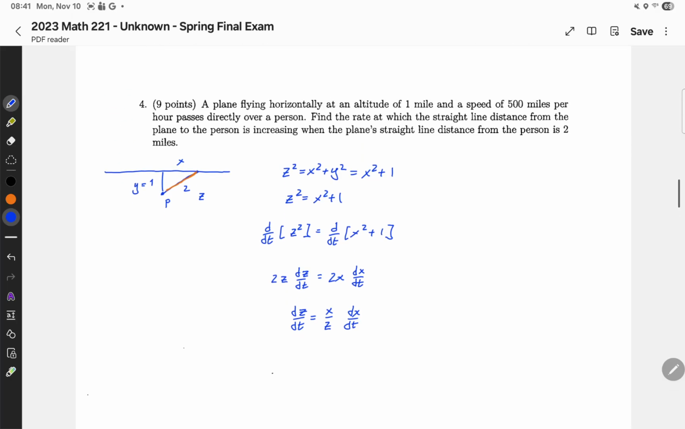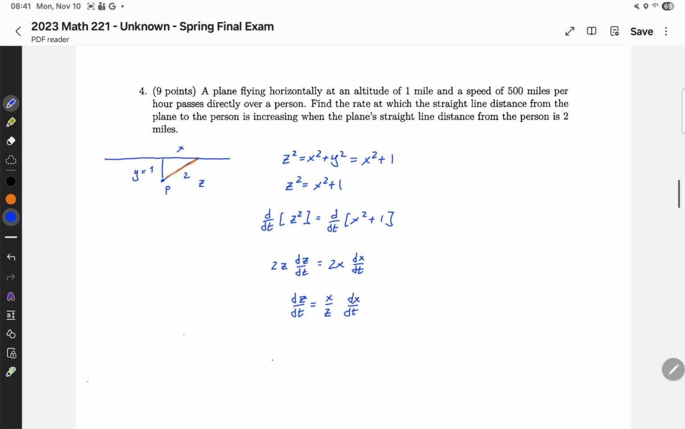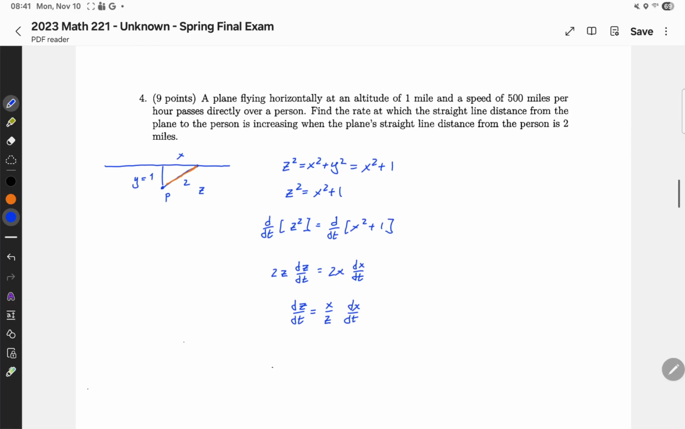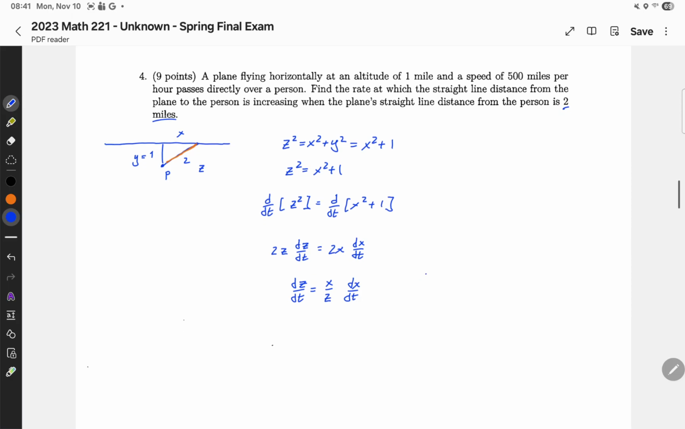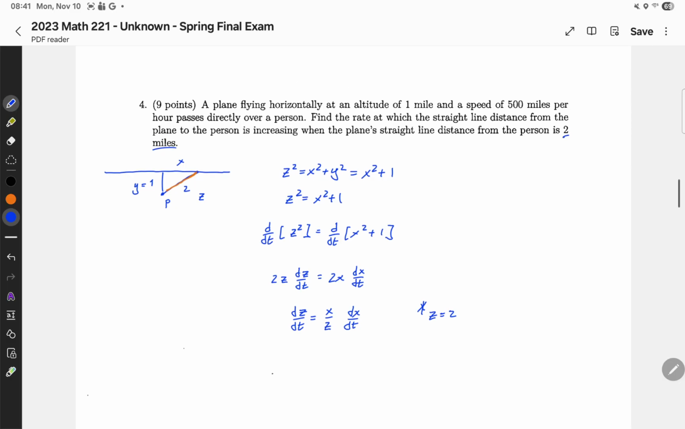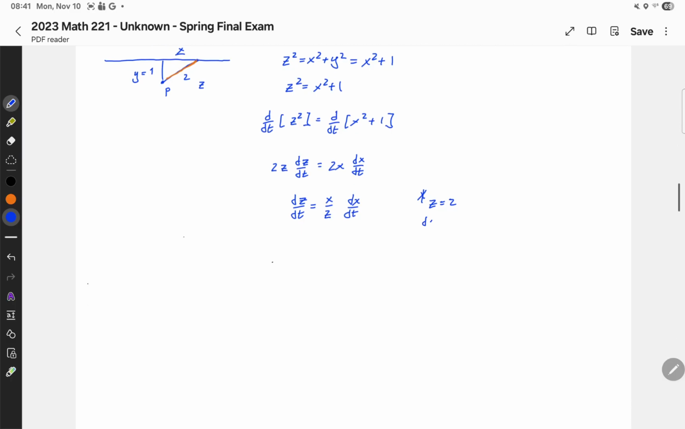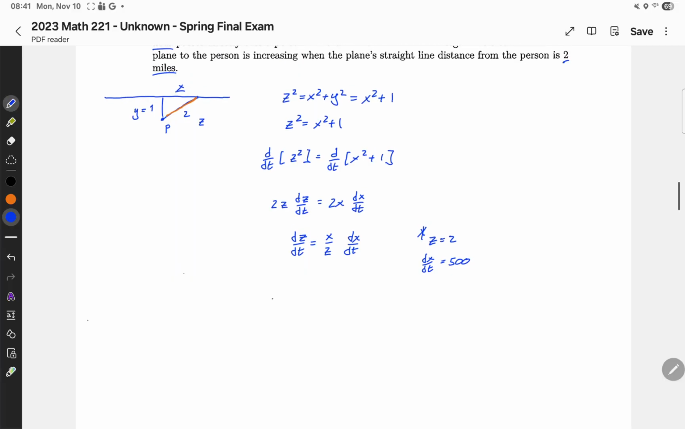And this is where you're going to really have to read that given information. We know that z is going to be 2, because the distance is 2 miles, which it says right here. So I'll start writing our information here. Z is equal to 2. We also have that the speed of the airplane is 500 miles per hour, and so that's going to be the change in x up here. So we know that dx dt is equal to 500. And the last thing we have to find is x.